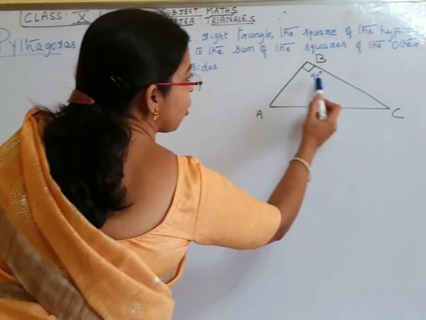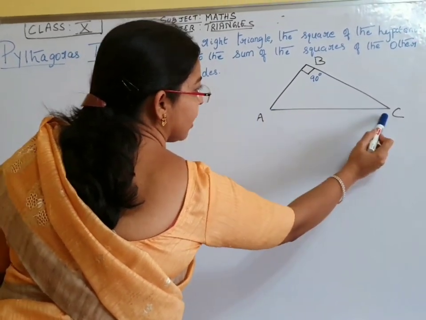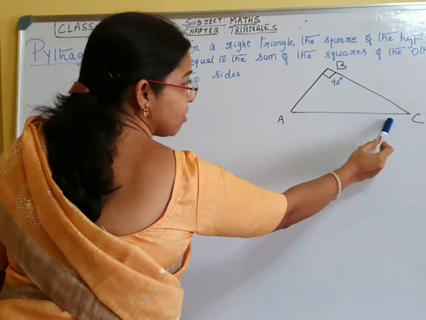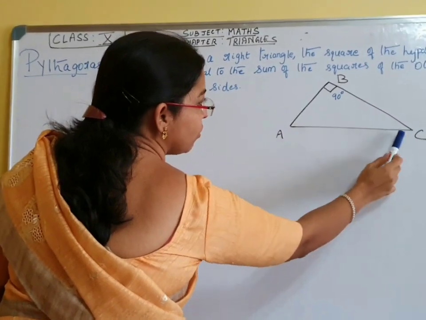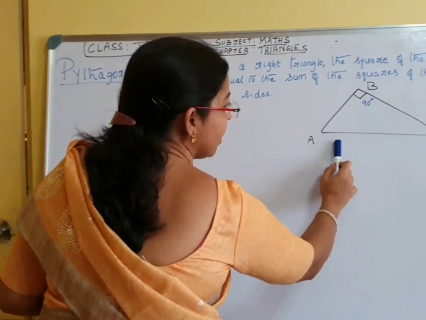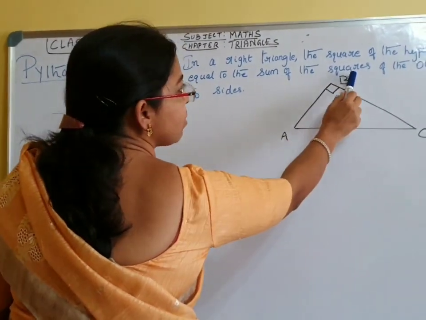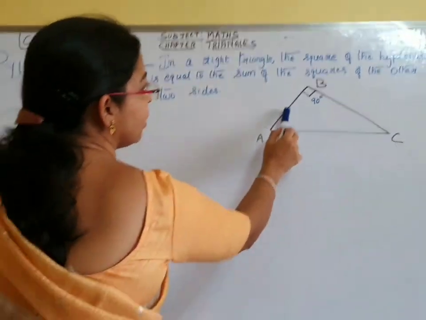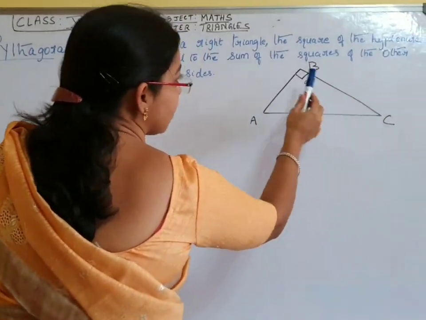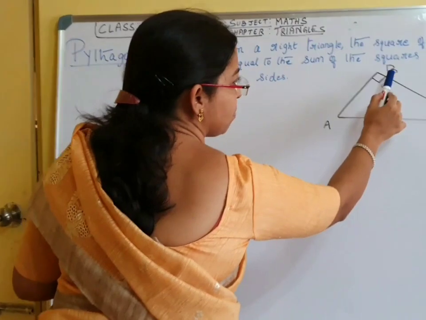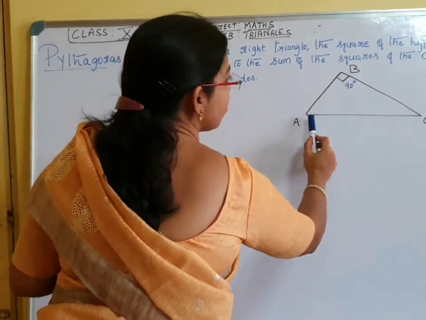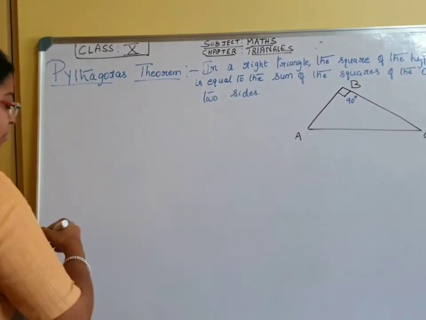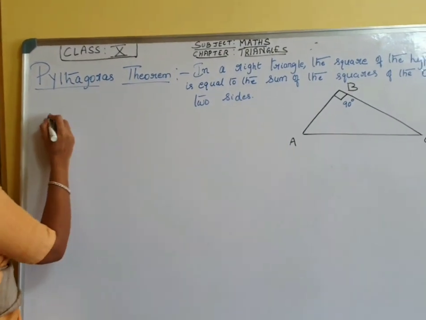The side which is opposite to 90 degrees is AC, and that is called the hypotenuse. The square of the hypotenuse, AC square, is equal to the sum of the squares of the other two sides. The other two sides are AB and BC. The sum of their squares, AB square plus BC square, is equal to the square of the hypotenuse AC. This is what we need to prove.